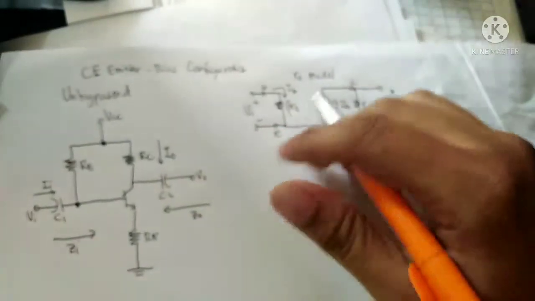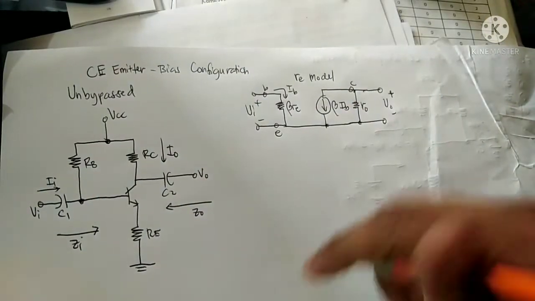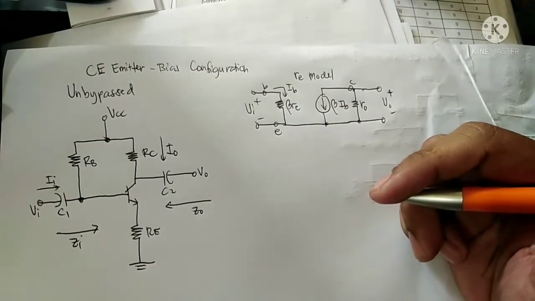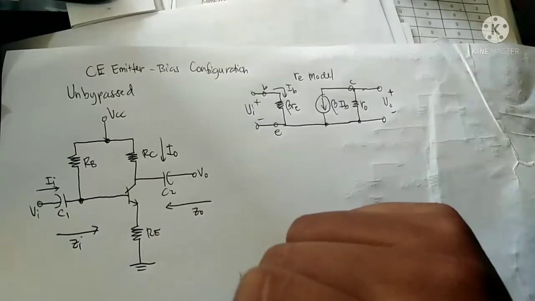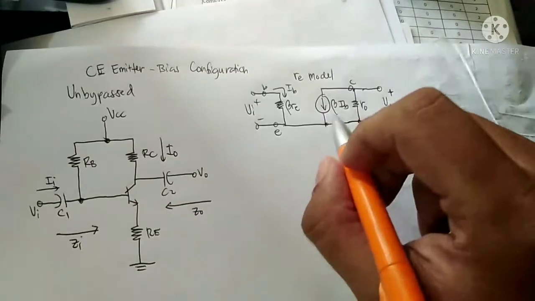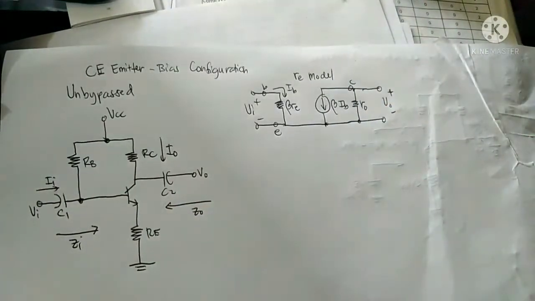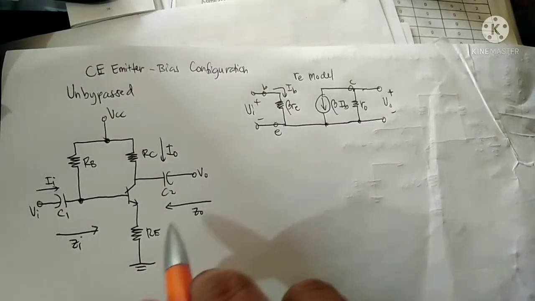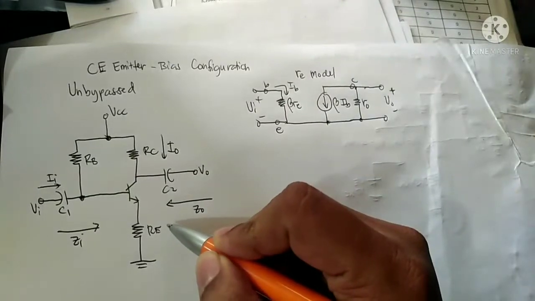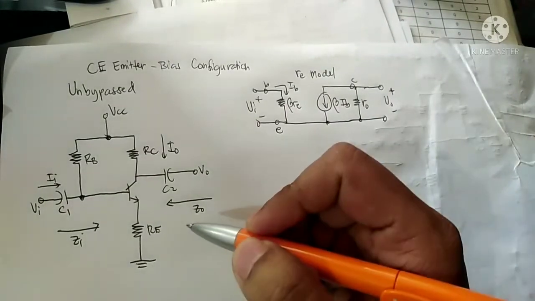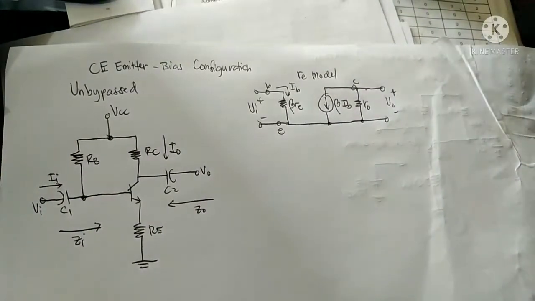Good day, we're going to talk about the CE emitter bias configuration AC analysis, where we apply the re model to the configuration. So the emitter bias configuration, unbypassed, meaning the emitter terminal does not have any capacitor bypass to the resistor RE.